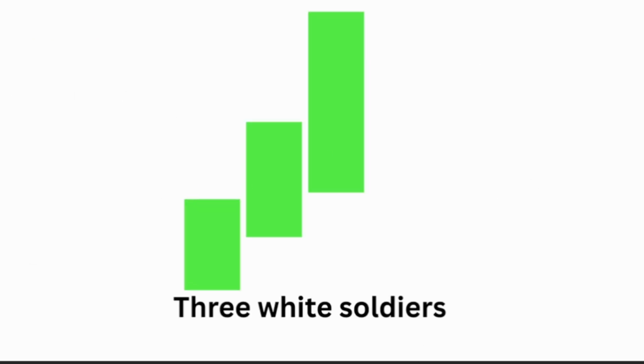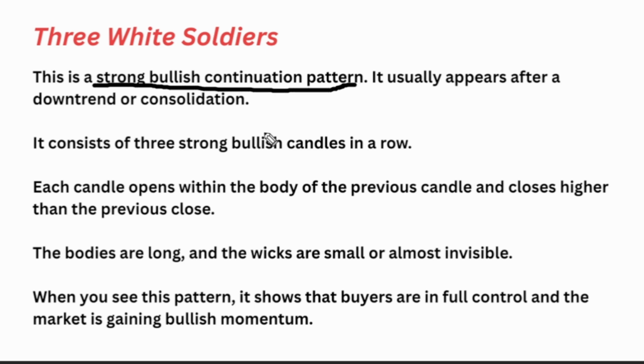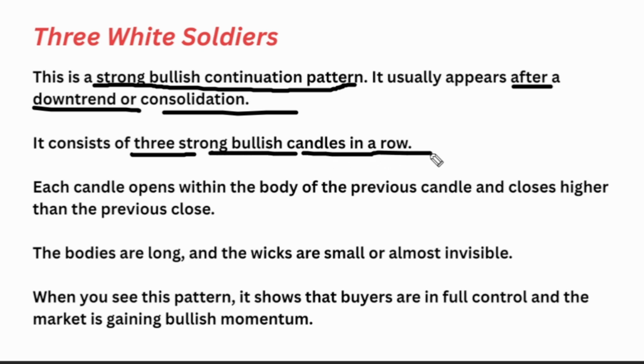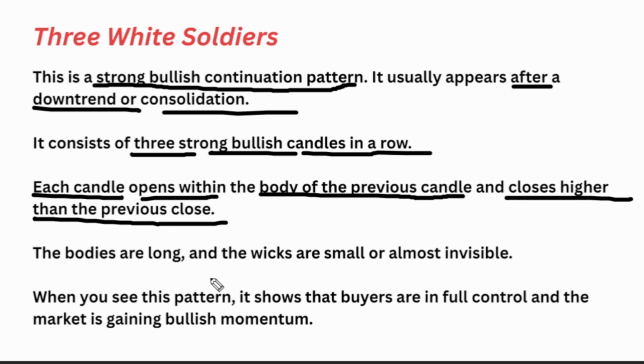3 white soldiers. This is a strong bullish continuation pattern. It usually appears after a downtrend or a consolidation. It consists of 3 strong bullish candles in a row. Each candle opens within the body of the previous candle and closes higher than the previous candle. The bodies are long and the wicks are small or almost invisible. When you see this pattern, it shows that the buyers are in full control and the market is gaining bullish momentum.